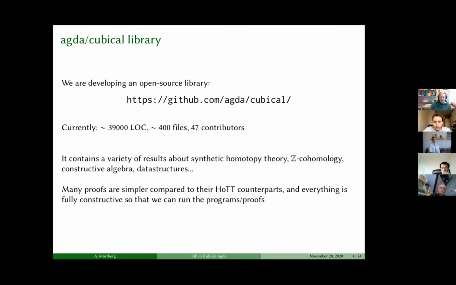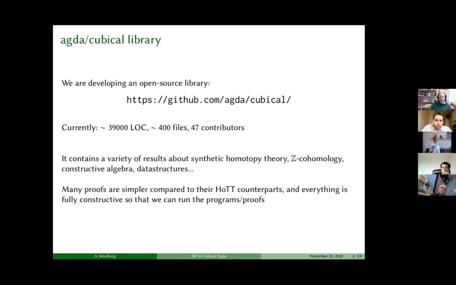So this library contains various things. This thing called synthetic homotopy theory, which is a way to define spaces as higher inductive types. For example, the circle, and you can compute homotopy groups, also compute cohomology groups and other things like that. So this we have formalized, and there's also now a growing sub-library of constructive algebra and some computer science stuff like data structures and algorithms.